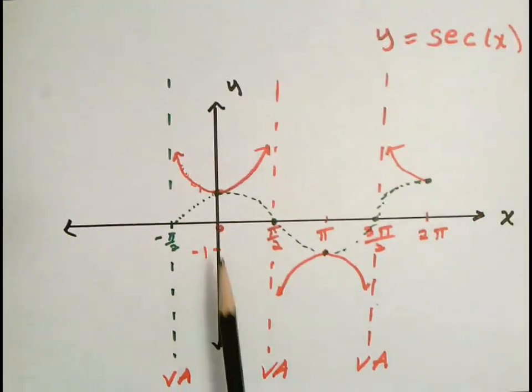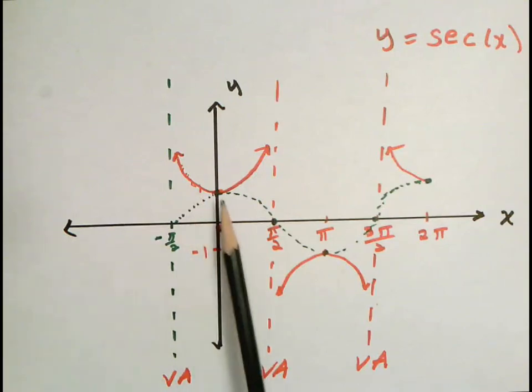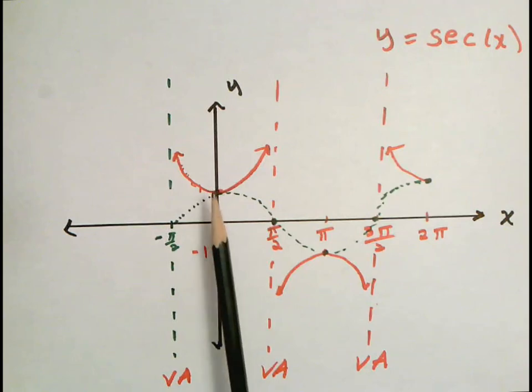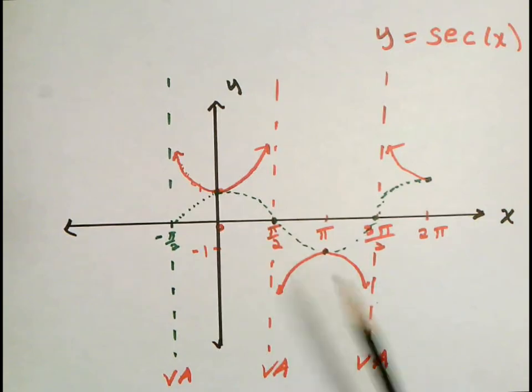And you'll notice that you look at each branch separately. Here, this will be a minimum point at 0, 1. Okay, this will be a maximum, see it's concave down. This will be a maximum point at pi comma negative 1. Again, you have to look at each little branch separately.